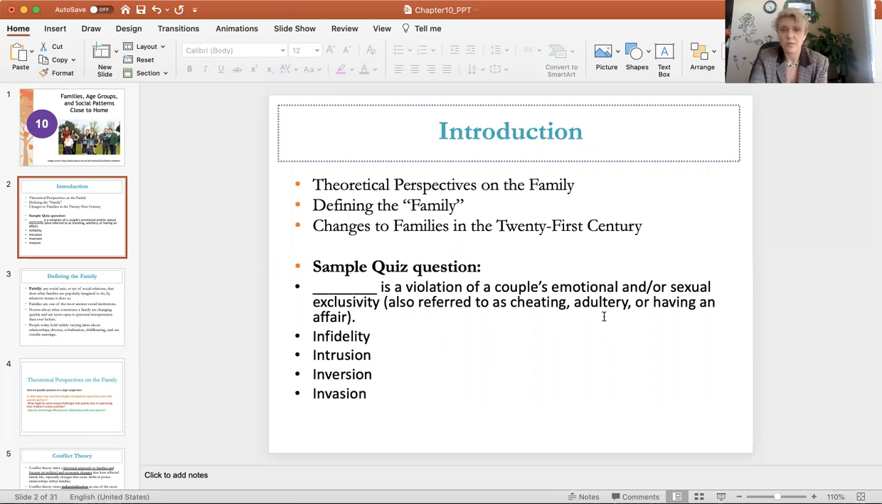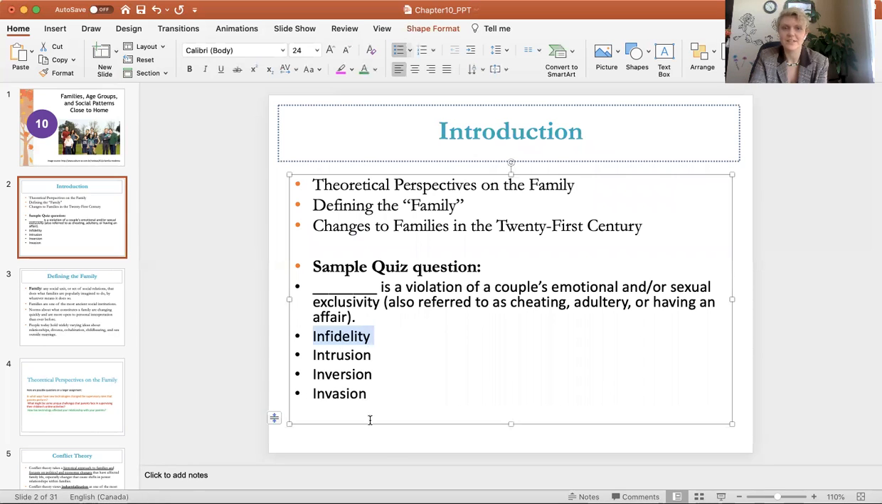Blank is a violation of a couple's emotional and or sexual exclusivity, also referred to as cheating, adultery, or having an affair. So the answer, I'm sure you probably can clearly guess, even if maybe you haven't read the book yet, the answer is infidelity.